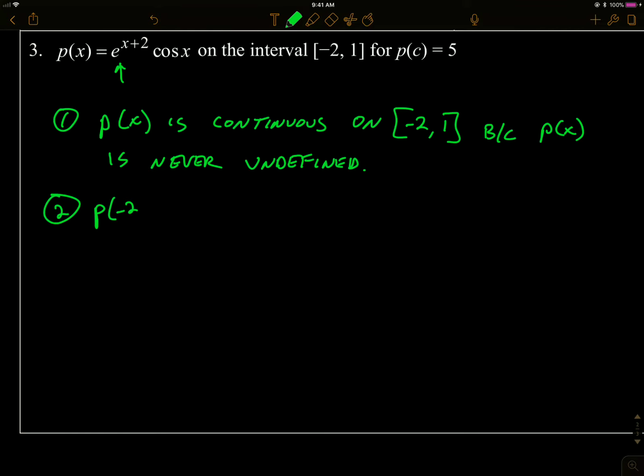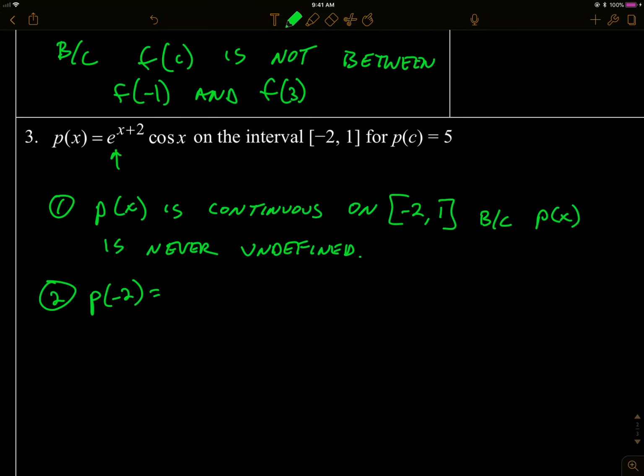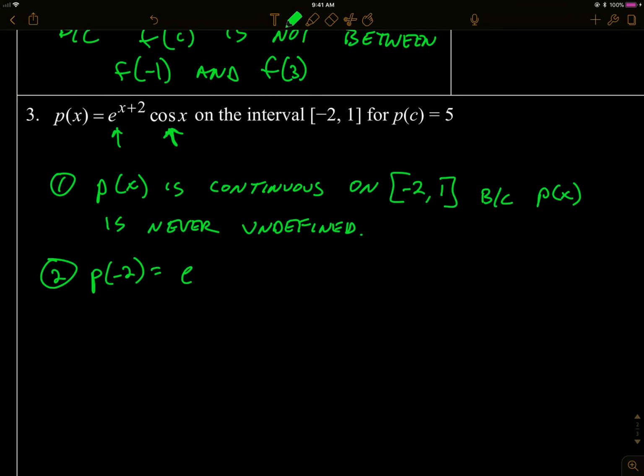So we're going to go P of negative 2, and we'll plug that in. So we're getting e to the 0, I think. Oh yeah, because, sorry, cosine's always, I should mention, number 1, that cosine itself is always defined everywhere as well. There's no discontinuities there. So I plug in my negative 2, I'm getting e to the 0, cosine of negative 2. So that's going to be 1 times cosine of negative 2.